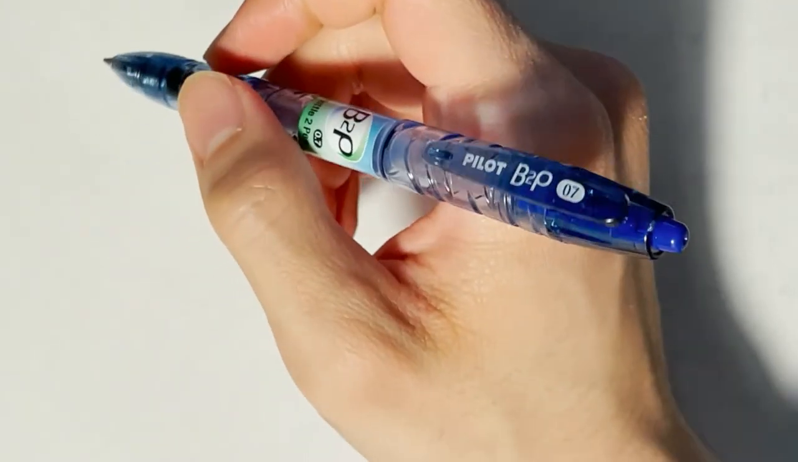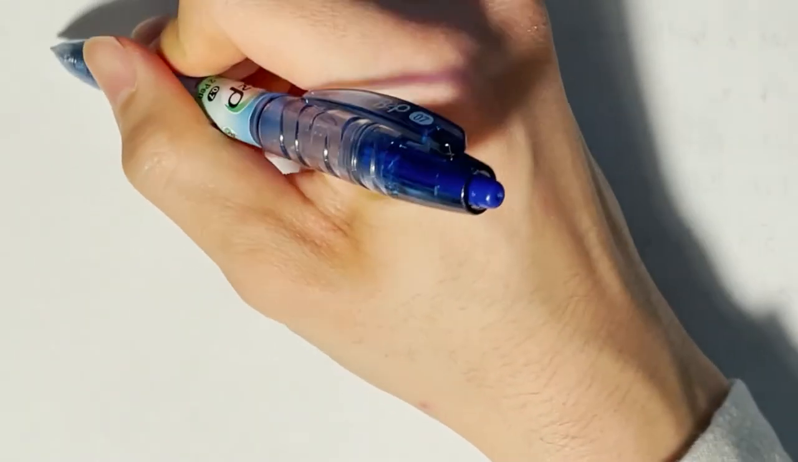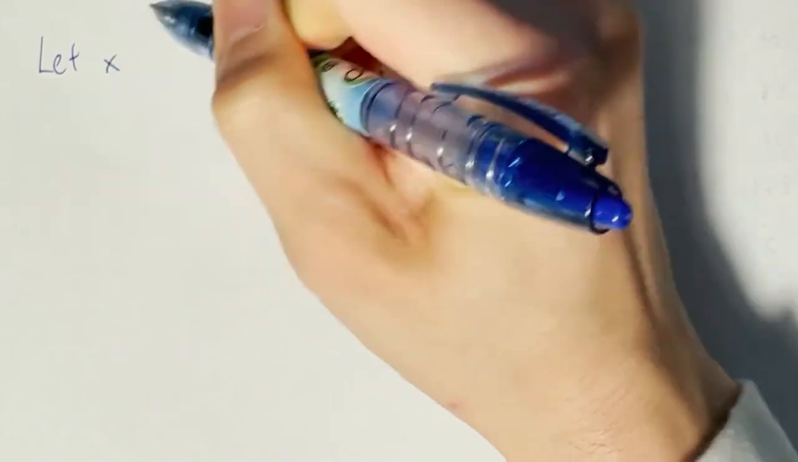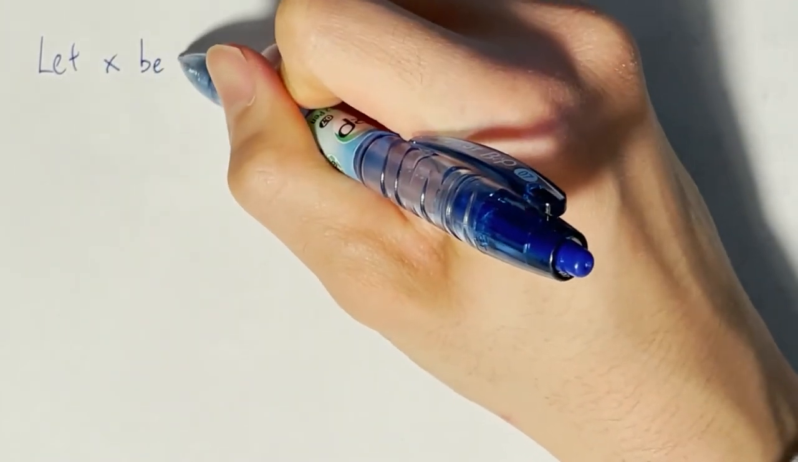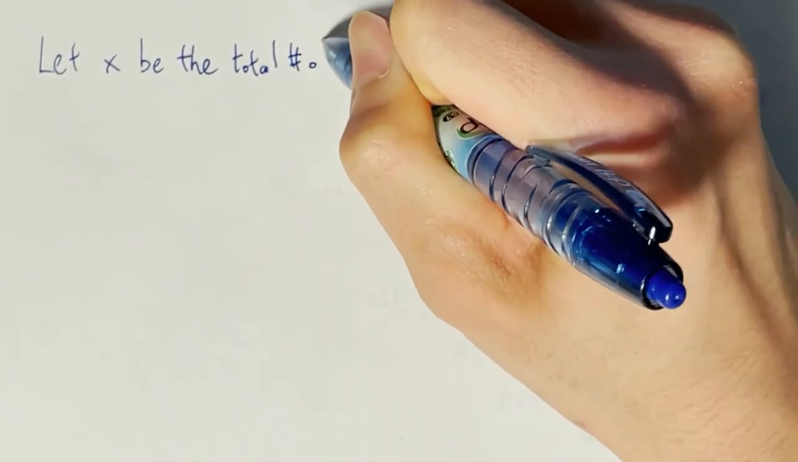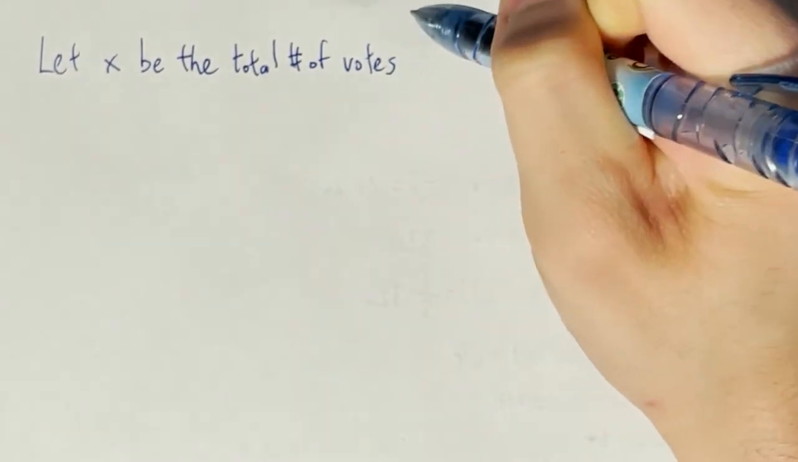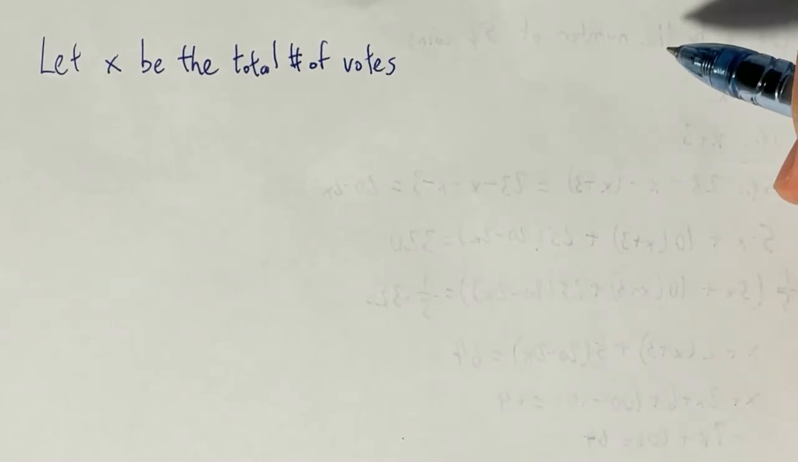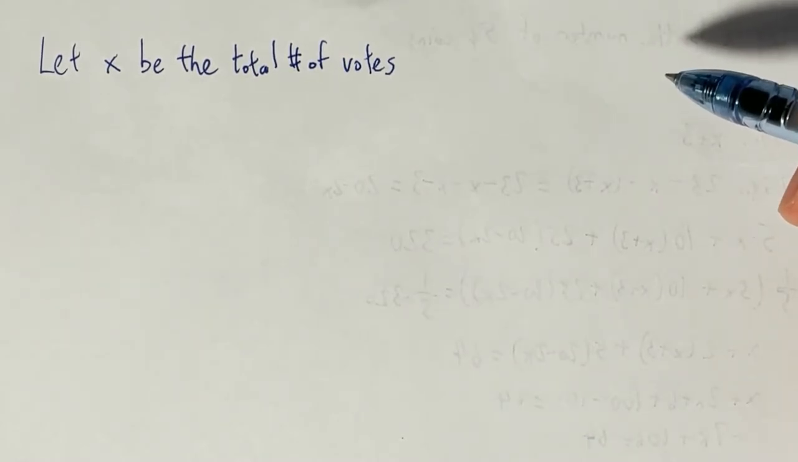In this question, we again need to come up with a suitable equation with a suitable variable defined. The question asks us to find how many votes have been cast on the video at this point. So let's let that be our variable. So we'll say let x be the total number of votes. Okay, so now we have a variable, and we need to come up with an equation.